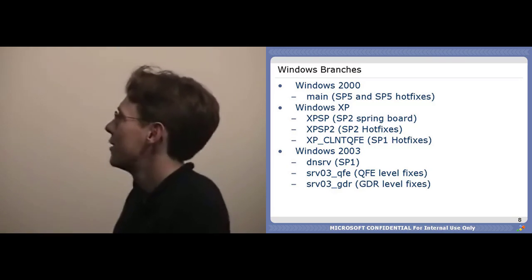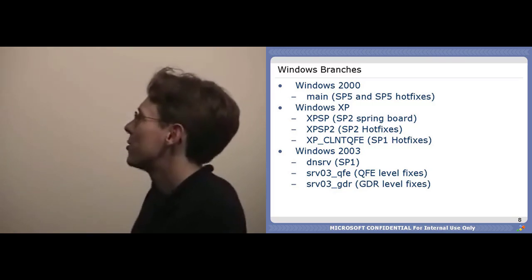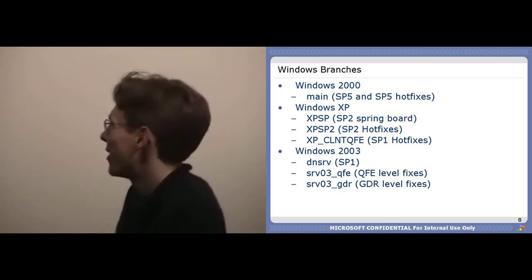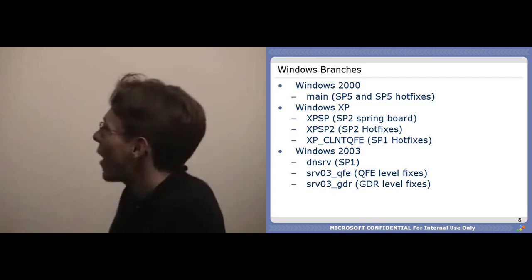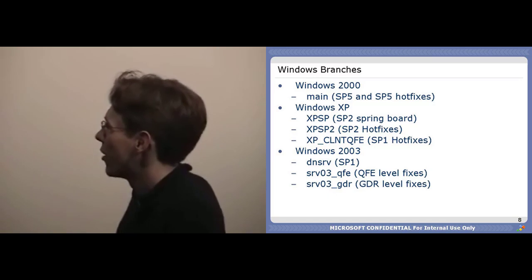So what kind of branches, what are these branches, what do we service? What we service is Windows 2000, and in Windows 2000 we have one branch, which is beautiful and really nice, and you think, well, that's really easy. Why would you have more than one branch? And out of that one branch we have SP5, and we have SP5 level hotfixes, which install on top of SP4.